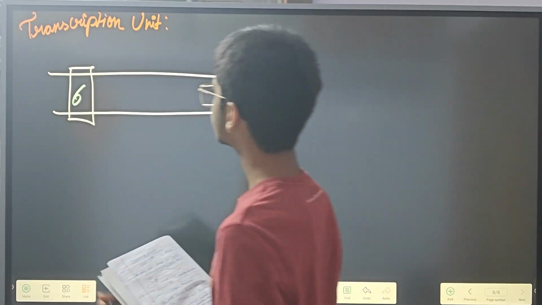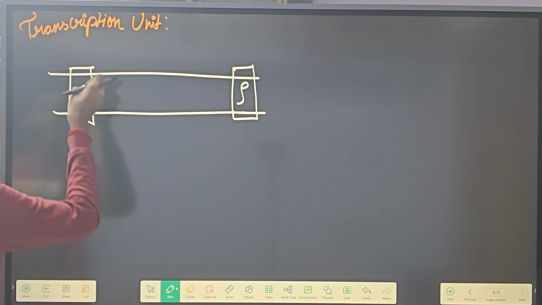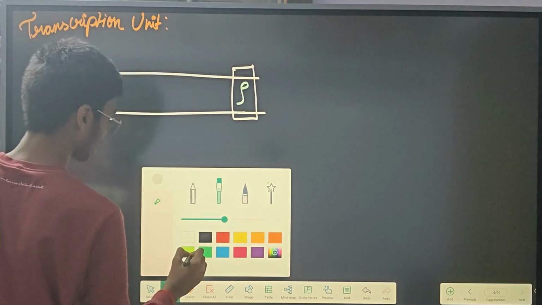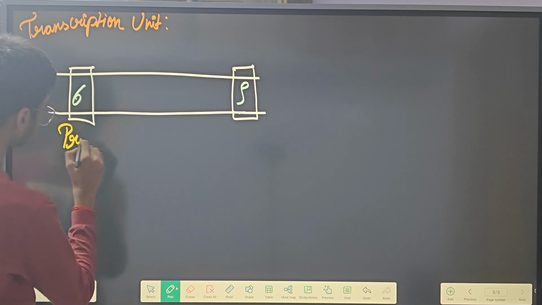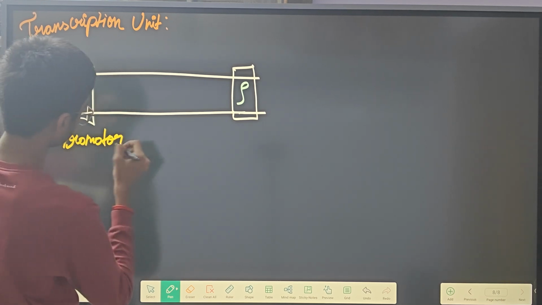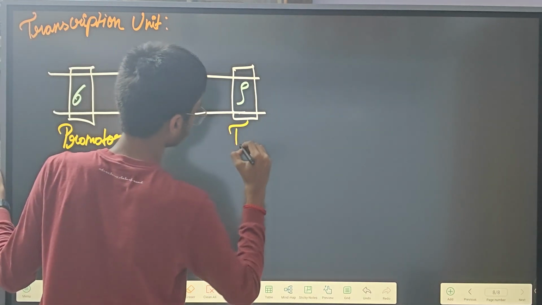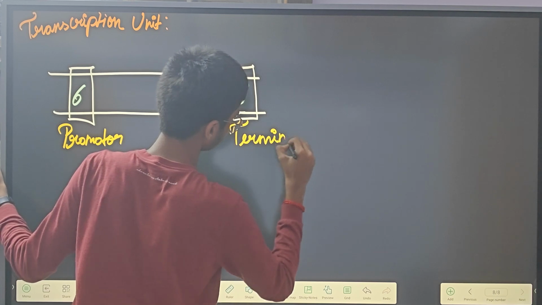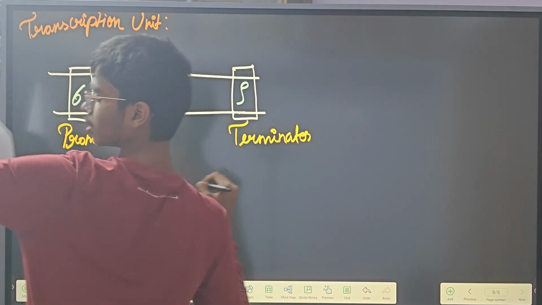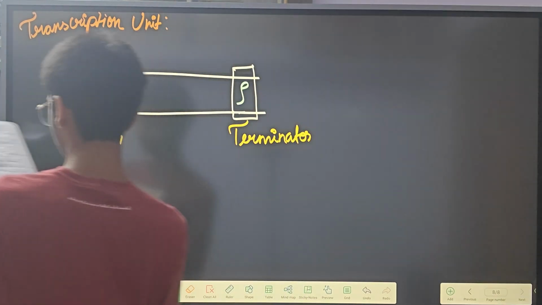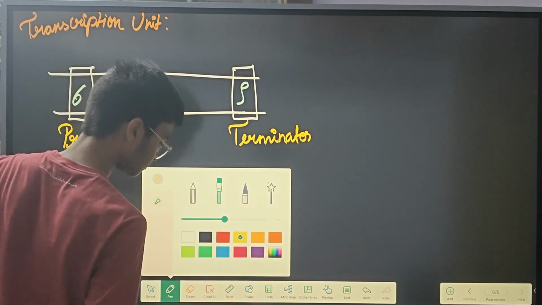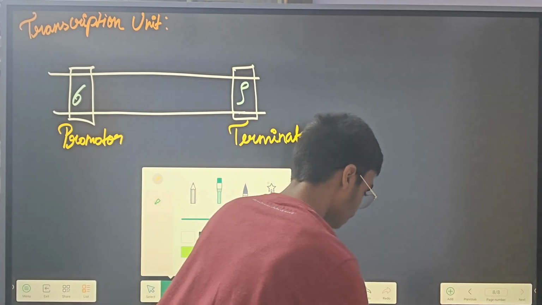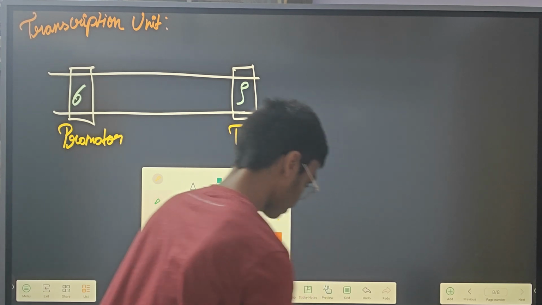This region where the sigma factor is located is known as the promoter. Here it is known as the terminator. This is the place where RNA polymerase binds.